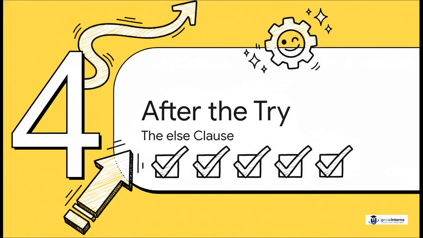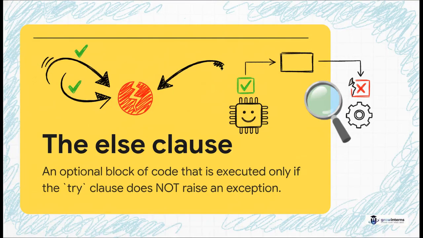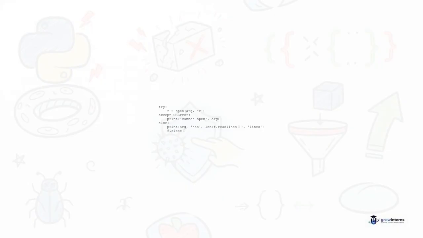Well, there's a special block for that too, and it's called the else clause. And here's the key thing to remember about else. It is your success code. The code inside this block only, and I mean only, runs if the try block finished completely without a single error. And this example really shows why that's so useful.